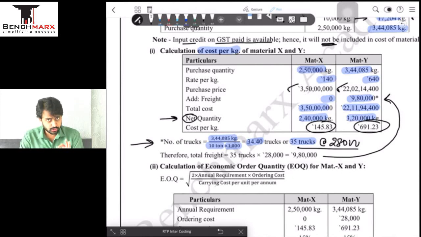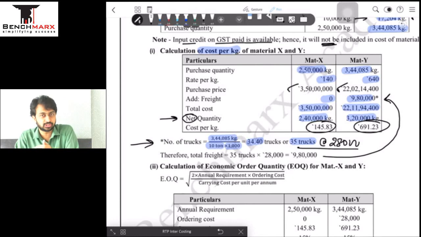691.23. So, reasonably important question, mainly because how I find my cost of freight, how I convert my tons into kgs, because the requirement was in kgs, my capacity is in terms of tons, my freight cost is given per trip, so I need to convert number of tons into number of kgs to find number of trucks required or trips required, and the cost of freight basis trips, so I need to find number of trips. So all these small things are not costing concepts, but some sums like these are important because they are not regular sums of finding EOQ, max consumption, min consumption.